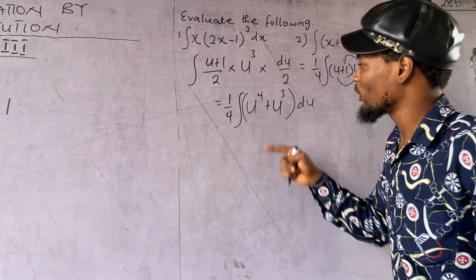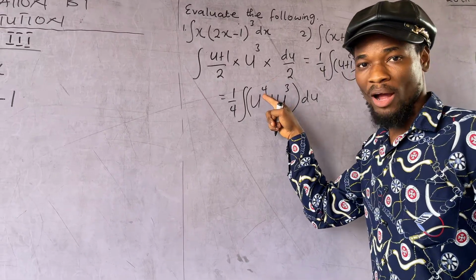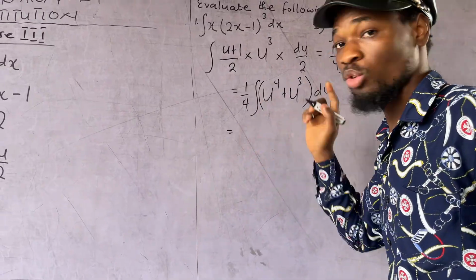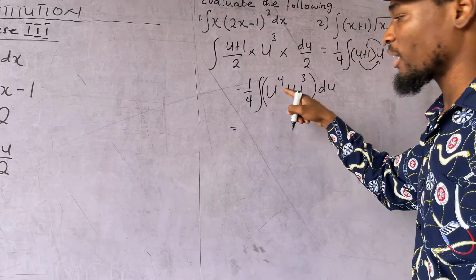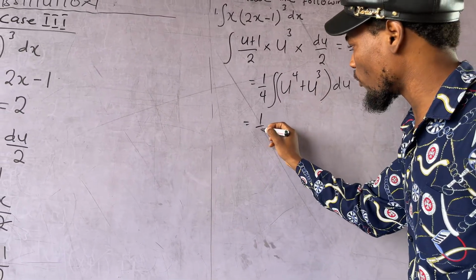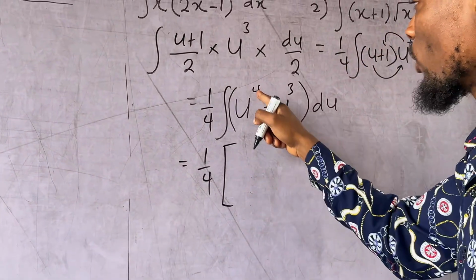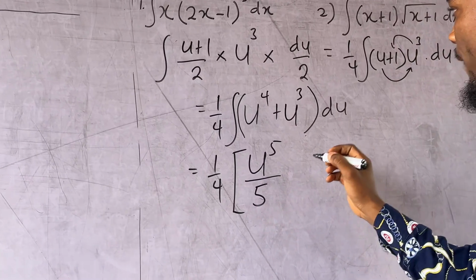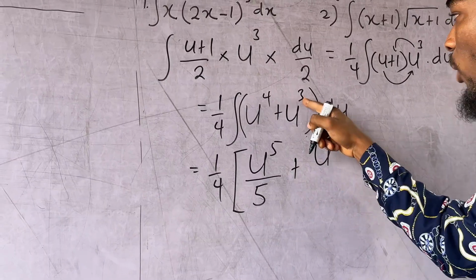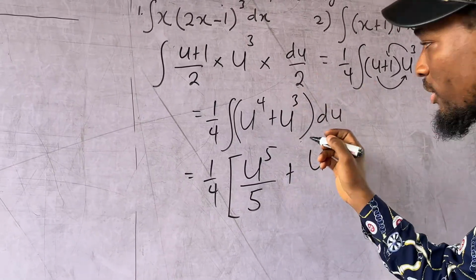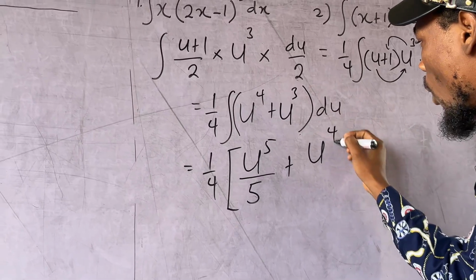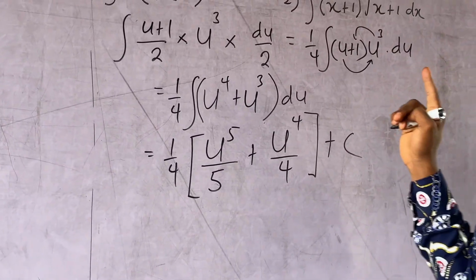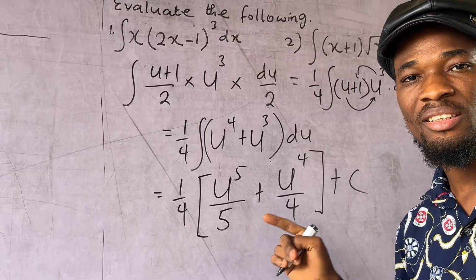So for integration, you add 1 to the original power, then you divide by the new power, right? So note this, 1 over 4 is multiplying this, and it's also multiplying that. So I have 1 over 4 this way. You add 1 to this, you have u to the power 5, all over 5. Then plus, you add 1 to this because we are integrating both terms, so we have u to the power 4, all over 4. Plus my constant of integration, since it is an indefinite integral.